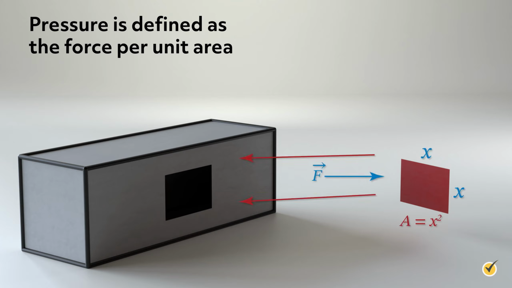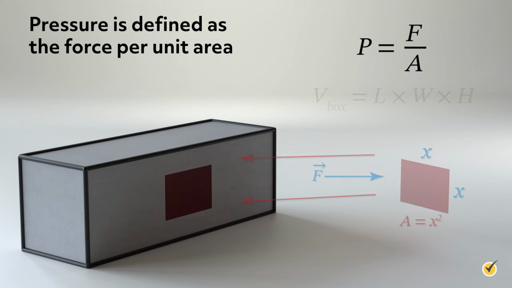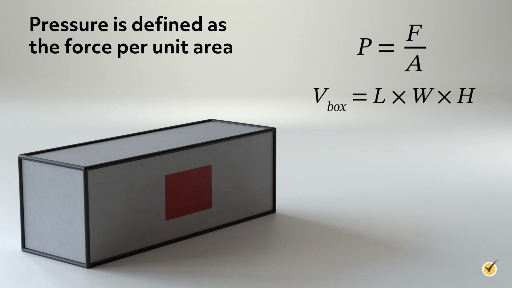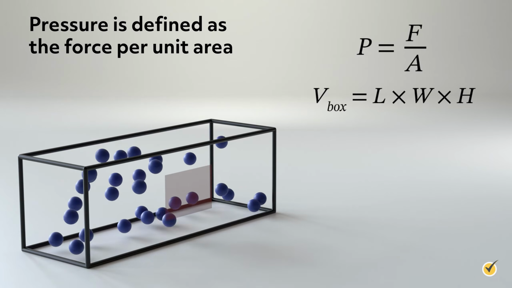Imagine we have a flat surface with a certain area. This would be A equals x squared. Let's now say that this flat area has a force pressing against it. We could use our equation, P equals F over A, to measure the pressure. Now, imagine that area was part of the box from earlier, whose volume is L times W times H. This vessel has some gas molecules in it.